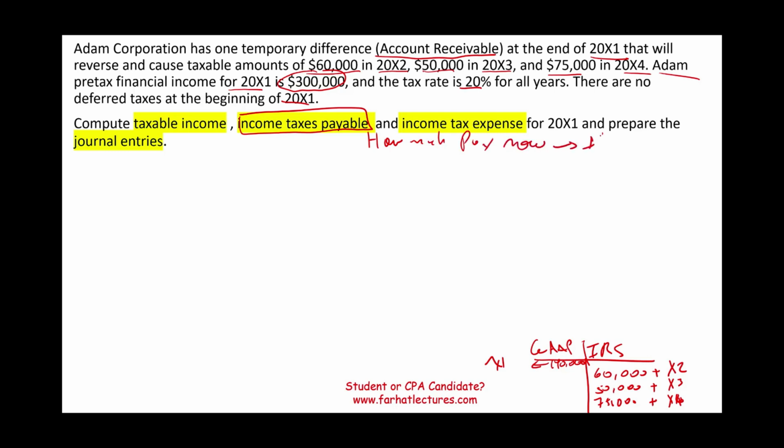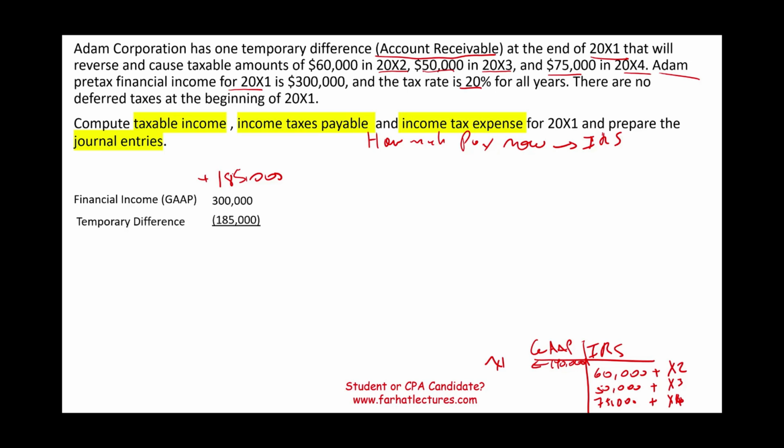now to the IRS. Well, let's start with GAAP income. GAAP income is given as $300,000. And you are told in this $300,000, there is $185,000 of account receivable, 60 plus 50 plus 75. That's part of sales. So what do we need to do? We need to back out this temporary difference, because right now this 185 is not taxable. Therefore, our taxable income for the IRS is 115.